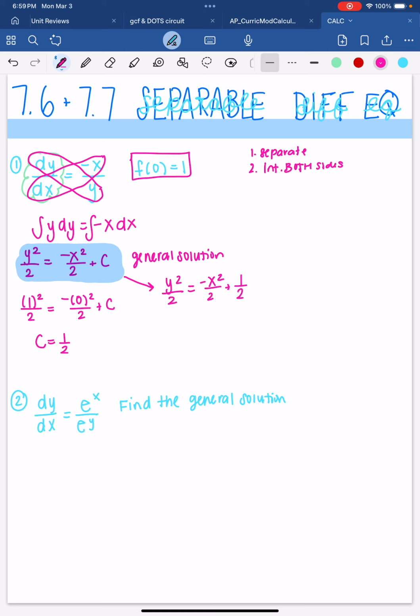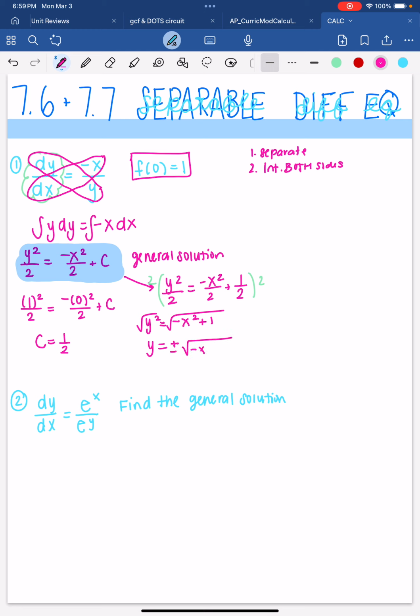And particular solution means we want to get y by itself. So if I multiply both sides by 2, it's going to drop out all the fractions. And we're going to be left with y squared is equal to negative x squared plus 1. Then we take the square root, and when we square root, we have a plus or minus.